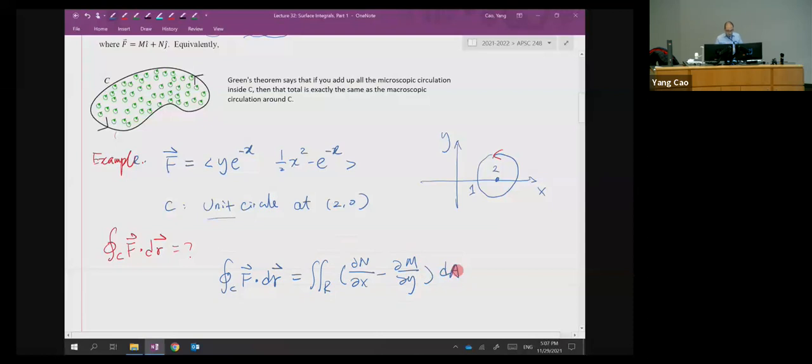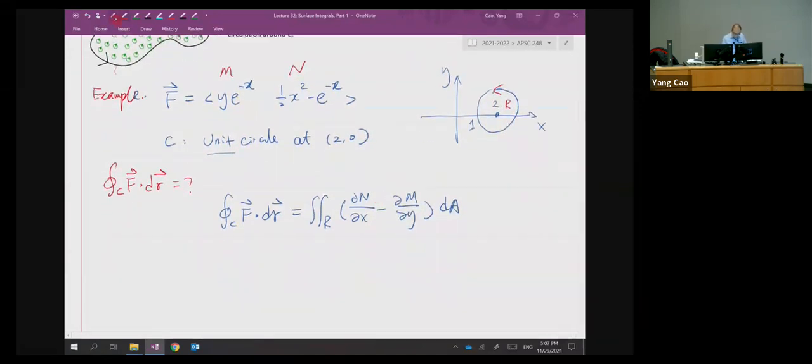So the relationship is that this is your M, this is your N. This is the M component of the vector F, and this is the N component of the vector F. And the R here is the region enclosed by the curve C. So C is a closed curve that gives you this region R, and that's the connection between these two. Once you get this connection, then we need to calculate two partial derivatives and plug them into this double integral.